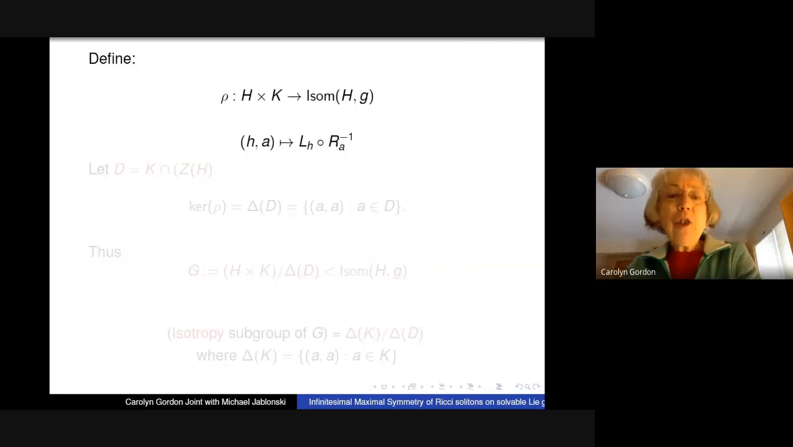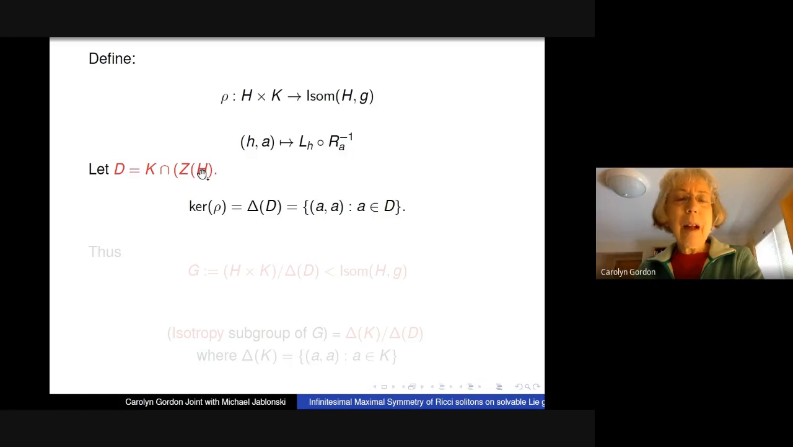So we have an action of H cross K on H. So we have a mapping from H cross K into the isometry group, sending an element h of H and a in K to left translation by h. And to make this an action, we put an inverse right translation by a inverse. Now, this has a kernel coming from the center of H intersect K.